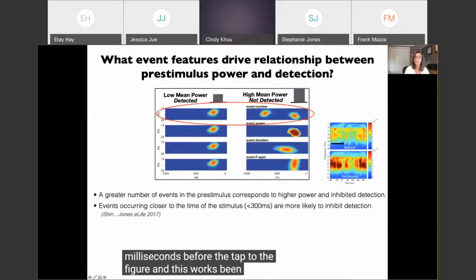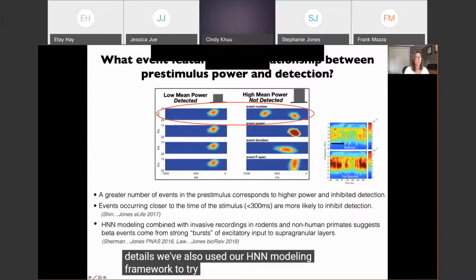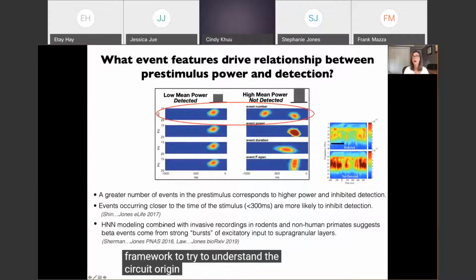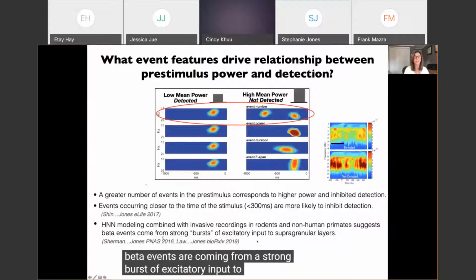And this work has been published. I don't have time to get into further details. We've also used our HNN modeling framework to try to understand the circuit origin of these transient beta events. And the modeling, combined with invasive recordings in both rodents and non-human primates, suggests that these beta events are coming from a strong burst of excitatory input to supragranular layers. And again, I don't have time to go into details, but for further details, you can look at our publications on this work.